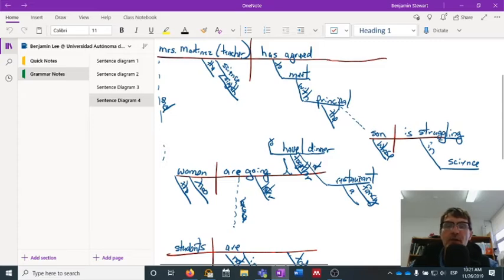and at a fancy restaurant is going to be a prepositional phrase that answers the question where. That's also going to go under the verb. At is the preposition, restaurant is the object of the preposition or the noun, a is the indefinite article, and fancy is an adjective.